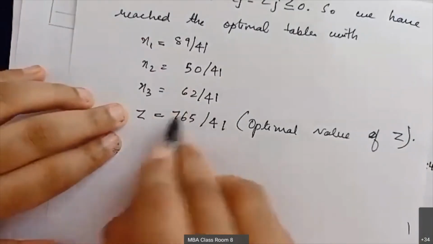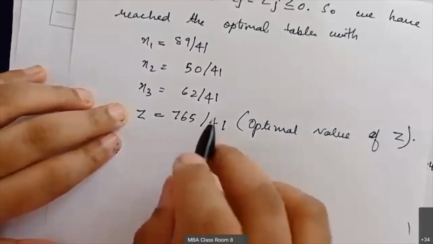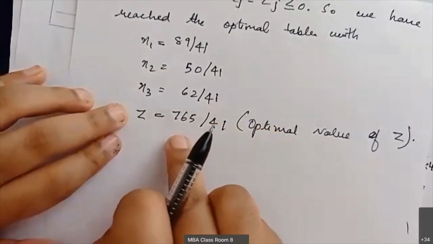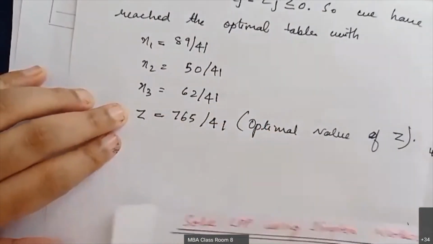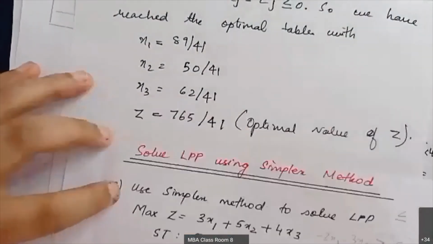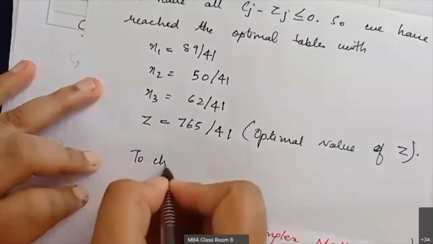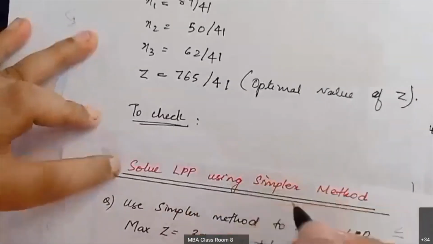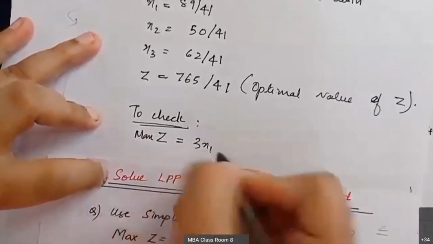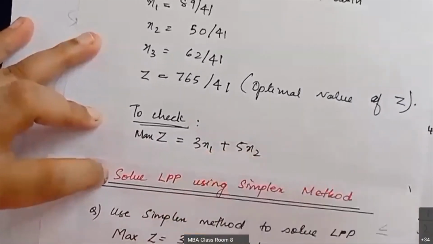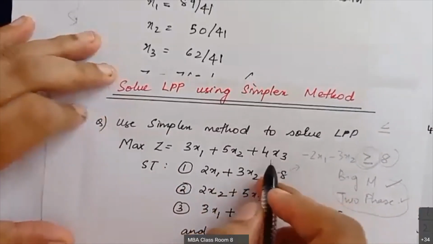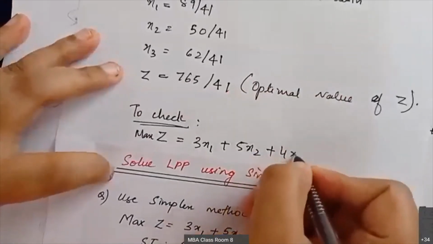To check your answer you have an easy method. We have reached a solution, and you need to check your answer. For that, I will tell you an easy method. This is our question, our objective function: maximize z equal to 3x1 plus 5x2 plus 4x3.